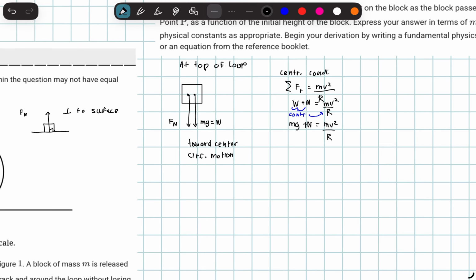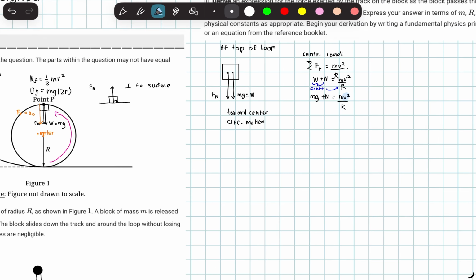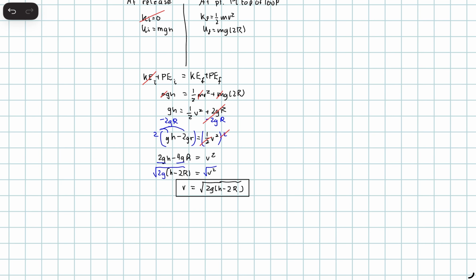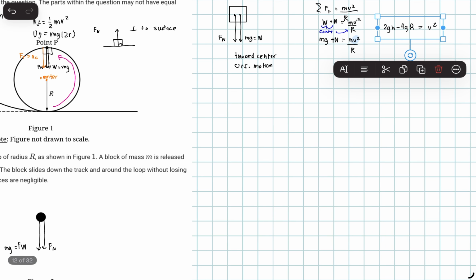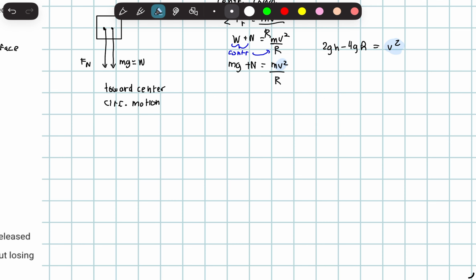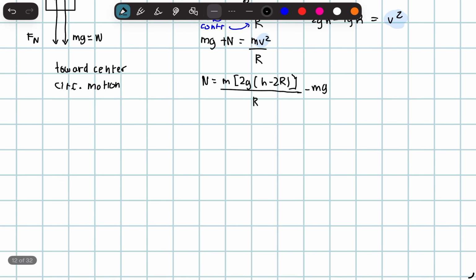We can substitute in our earlier value. We see v squared here, right? We already solved for v squared down here. V squared was just this expression. Let's bring this up here so we have it for reference. You can always use your answers from past results if you think you're lost, because there's a lot of substitution in physics. It's reusing what you already have. So you have N is equal to m times 2g times (h minus 2r) divided by r, minus mg.